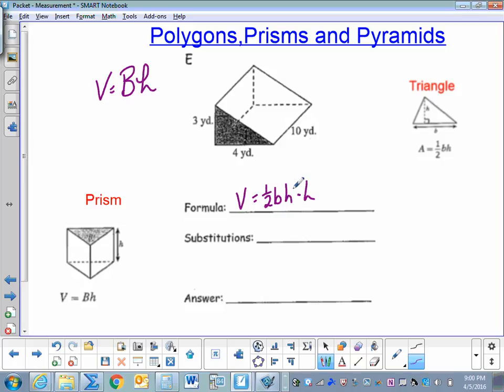So that's a different one. So you can see why we use the big B. So that's why we want to find the area of the base, which is base times height, which is 3 times 4 is 12. And 1/2 of 12 is 6. So 6 times 10, so 60 cubic yards.